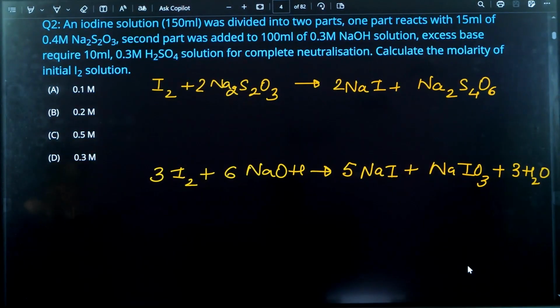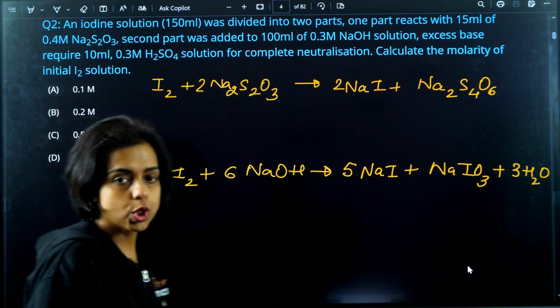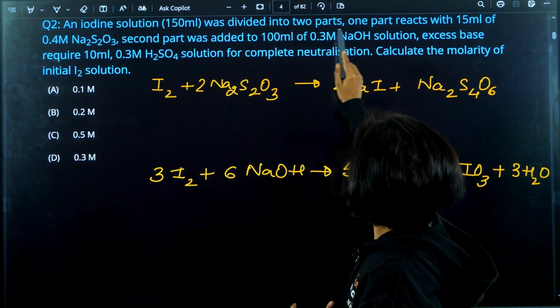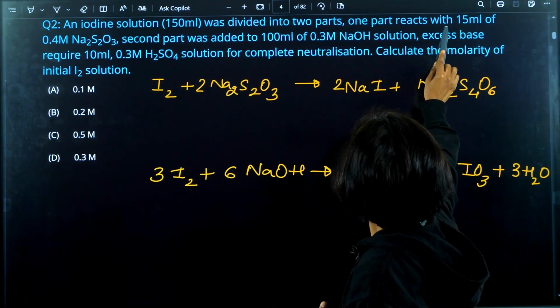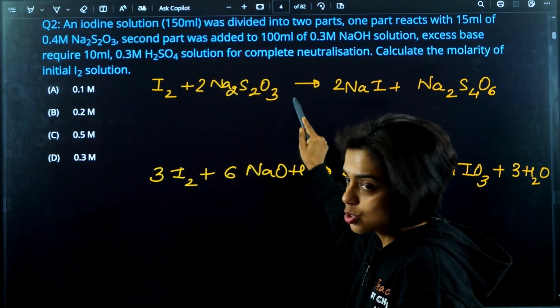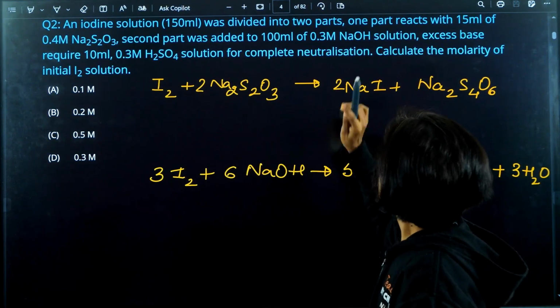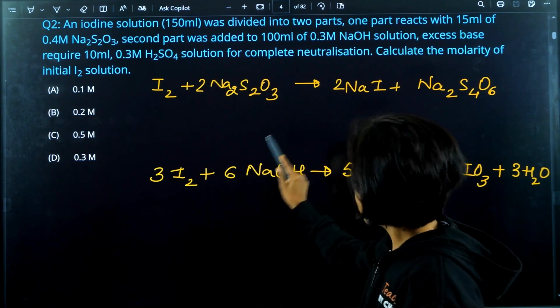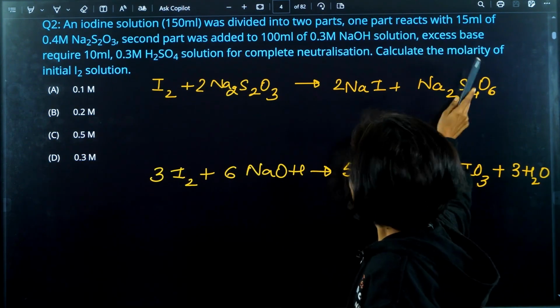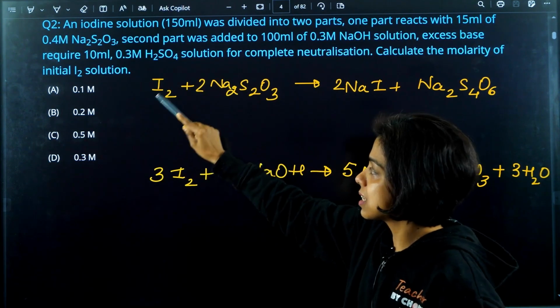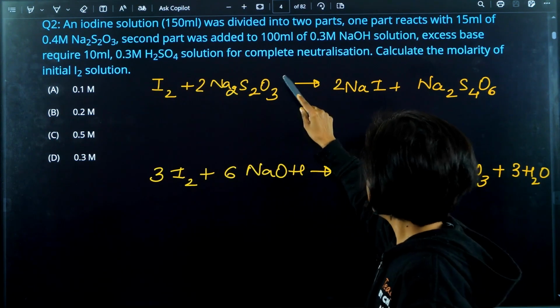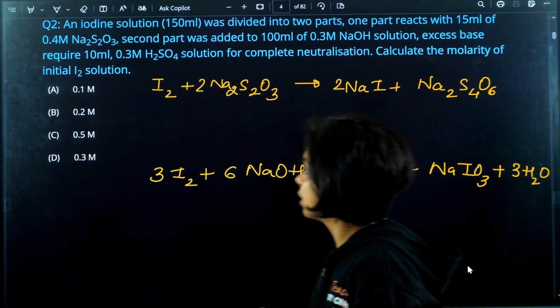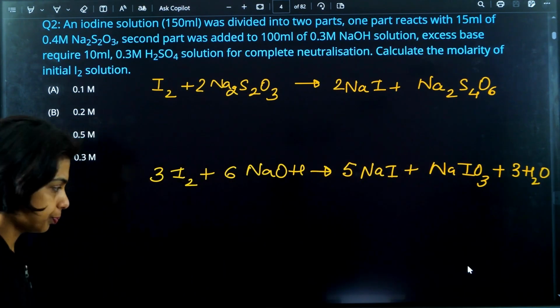Easy question on stoichiometry. An iodine solution of 150 ml was divided into 2 parts. One part reacts with 15 ml of sodium thiosulfate, so the iodine reacts with sodium thiosulfate, and the second part was added to NaOH. So NaOH was reacted with that. Excess base requires 10 ml of 0.3 molar H2SO4 for complete neutralization. Calculate the molarity of the initial I2 solution.